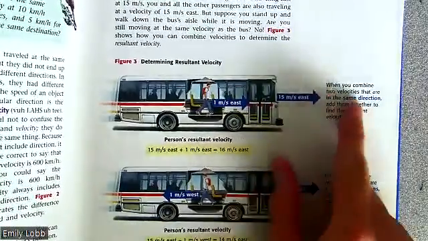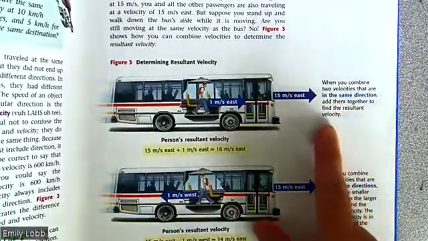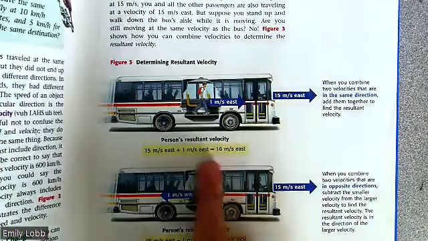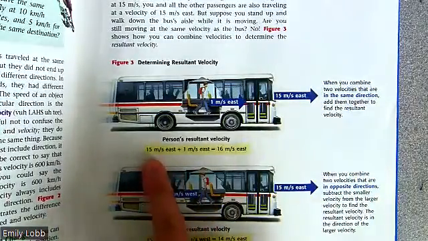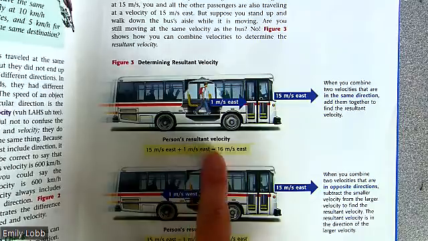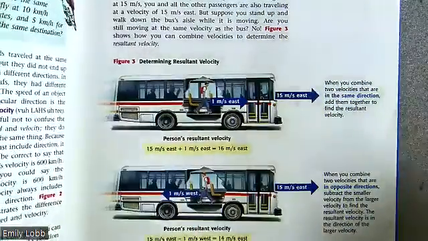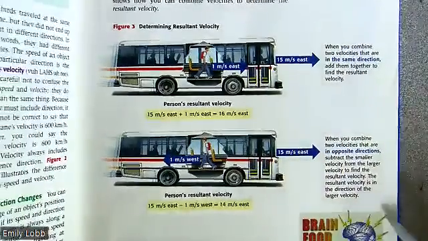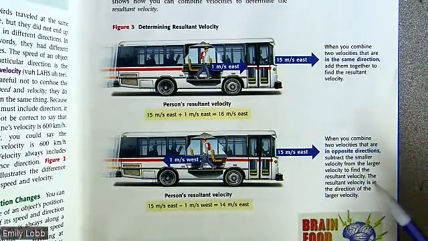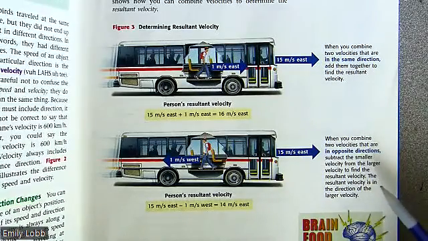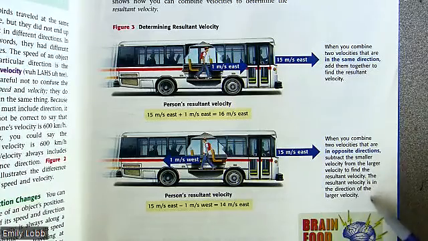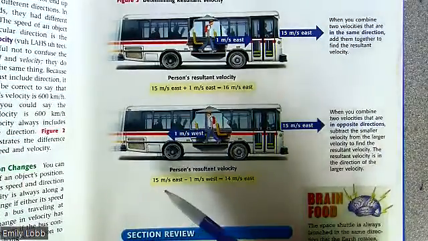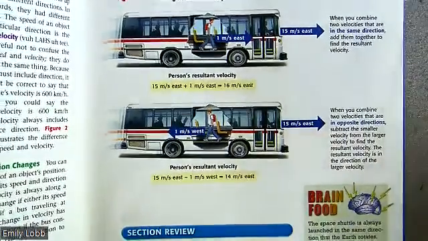Another important question. When you combine two velocities that are in the same direction, we add them together to find the resultant velocity. So your resultant velocity would be 15 meters per second east plus 1 meter per second east, which is 16 meters per second east. Now, when you combine two velocities in opposite directions, we subtract the smaller velocity from the larger to find the resultant velocity. So the resultant velocity is in the direction of the larger velocity. If we assign a positive and a negative, we can figure those things out.